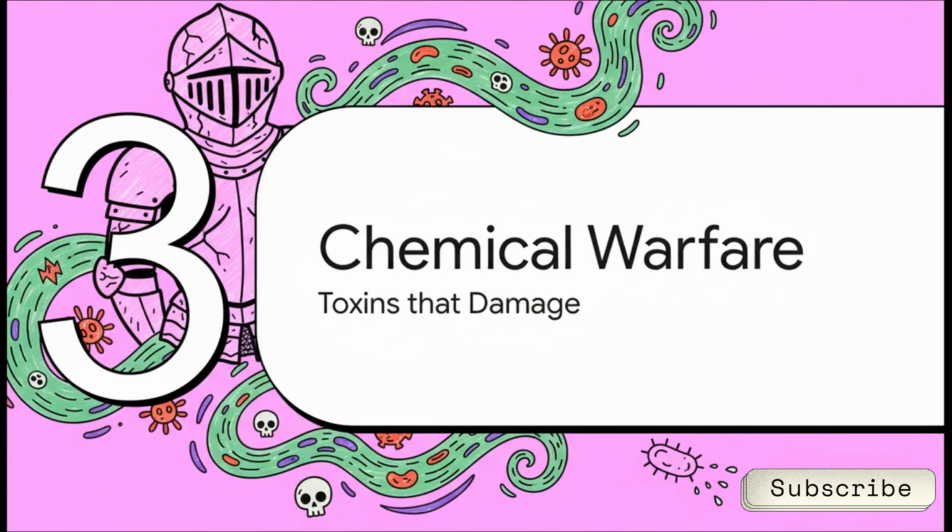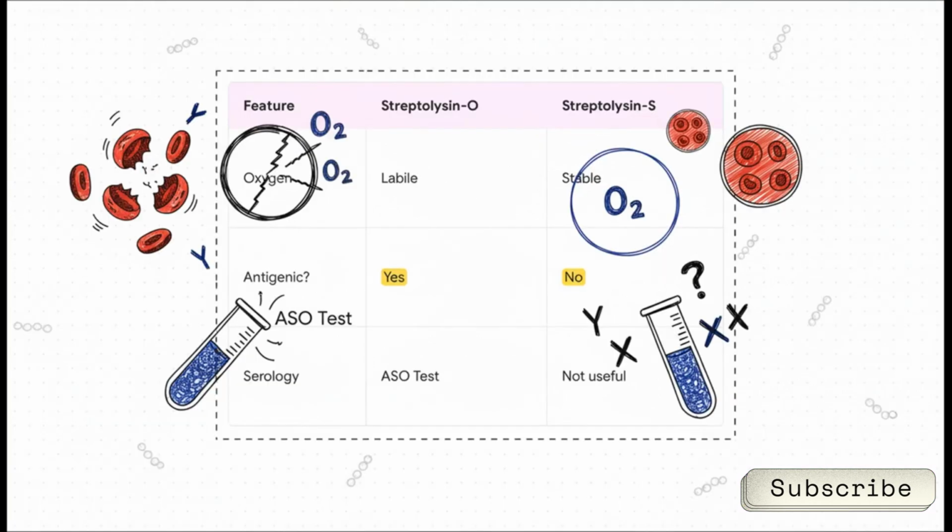All right, let's pivot. We're moving on to Section 3, chemical warfare. So if the structural factors were the bacterium's armor, these are the secreted poisons that cause direct damage to our cells and just wreak havoc on our bodies. Okay, this slide is a classic exam head-to-head.